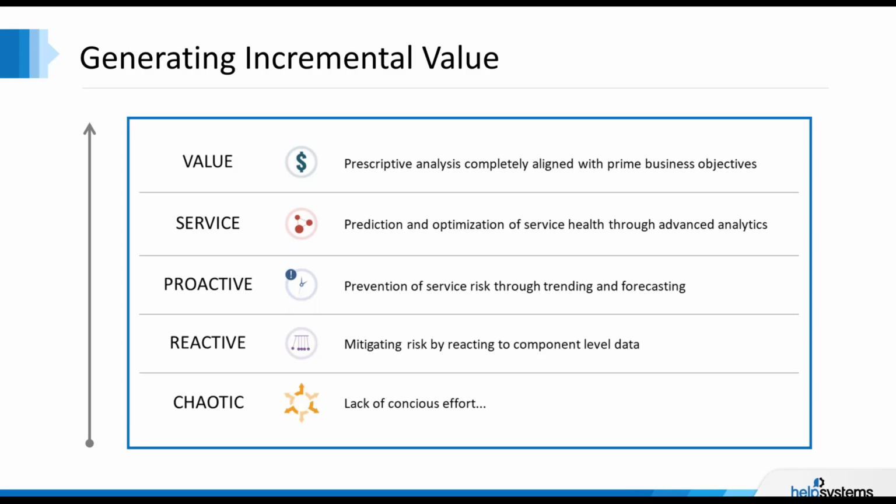And then at the service level is where you start to do full-blown scenario-based planning. So business scenario for a business service, and how that will manifest itself in the way you provide your IT services. And then at the top level, the value level, is where you will get this prescriptive analysis that is completely aligned with your business objectives.